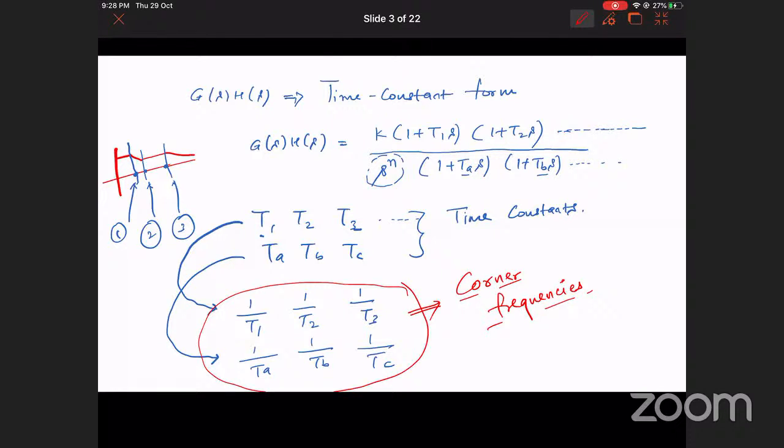Can't you see? T1, T2, T3, I have inversed them. I got corner frequencies. Then TA, TB, TC were time constants, which I have inversed to 1 upon TA, 1 upon TB, 1 upon TC. All of them indicate corner frequencies. So I'll tell you step number 1 to be followed. Once again, I'll tell you what step number 1 is, guys.